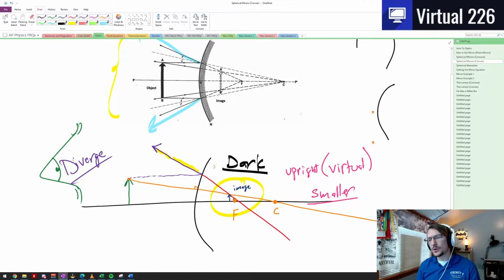What we're going to take a look at momentarily is spherical aberration. And we'll also take a look at in that video just how these images are always staying upright using our ray diagram sheets.